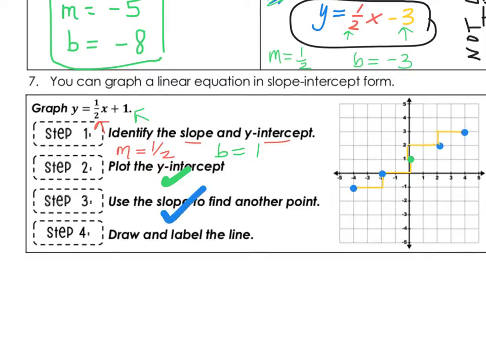Now draw and label the line. So now neatly we're going to connect all of those dots, draw, and label the line. Now we can just double check everything. Did we begin at the b? Yes, began at 1. Is our slope 1/2? Yes, it rises 1 and runs 2. So our slope is 1/2 and our b is 1. So that is correct.